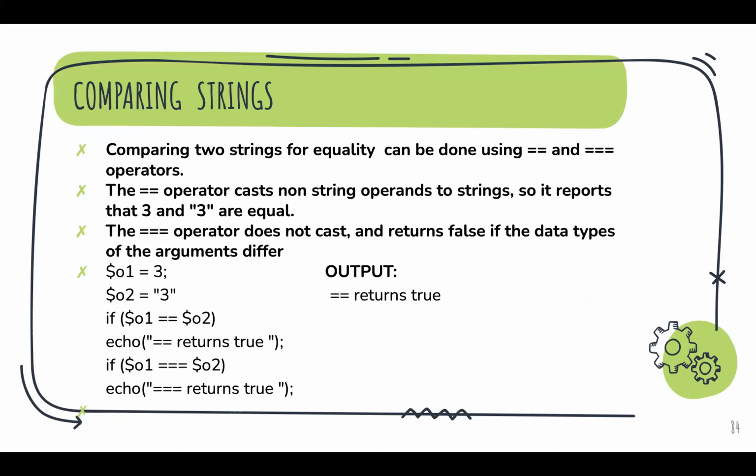Comparing strings. Comparing strings is very important when it comes to PHP strings. Comparing 2 strings for equality can be done by using the double equals and triple equals operators. The double equals operator casts non-string operands to strings, so it reports that 3 and "3" are equal, whereas the triple equals operator does not cast and returns a Boolean such as false or true if the data types of the arguments differ. Here's an example of how comparing strings is done.